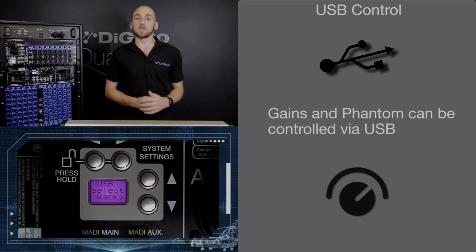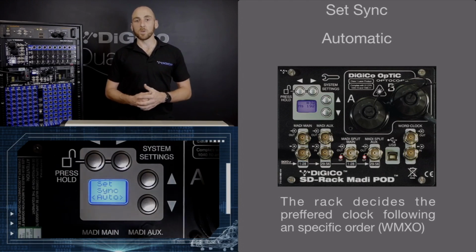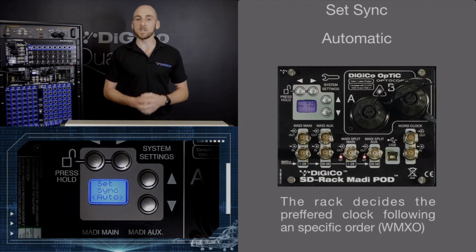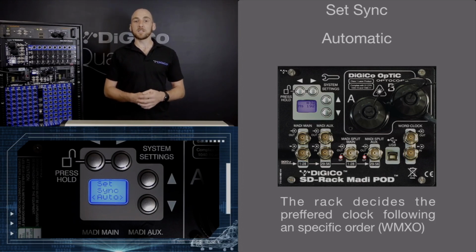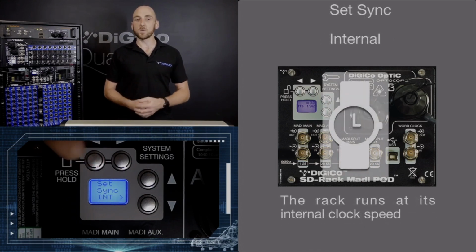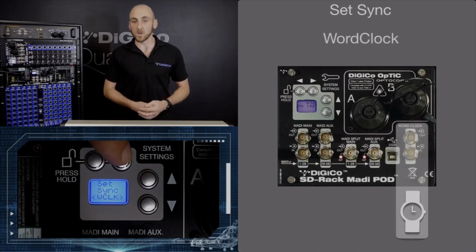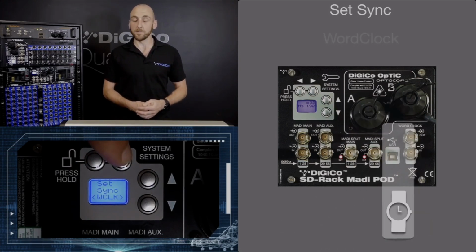The next page allows for selection of the rack sync source. The default setting is Auto, which allows automatic sync selection in the order selected in the rack sync order page, where the default setting is word clock, MADI main, MADI auxiliary and Optocore, W, M, X and O. We saw this on the main display. To manually override a specific sync source, set to one of the following. INT, which means internal sync, where rack is the master. Word clock means external word clock sync, where the word clock input is master.